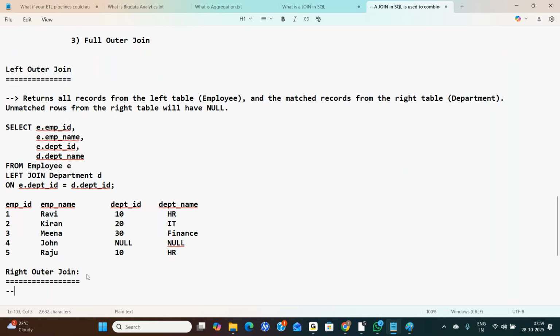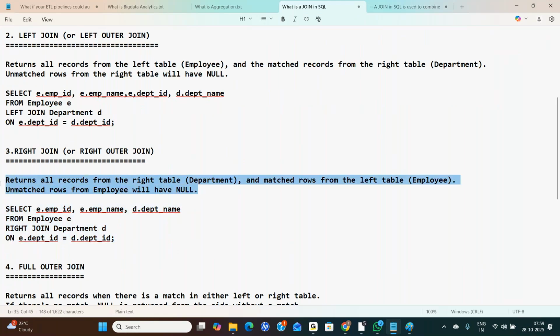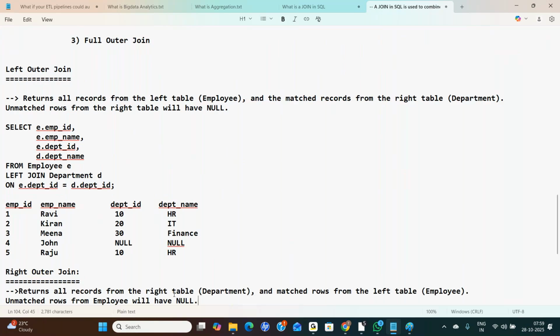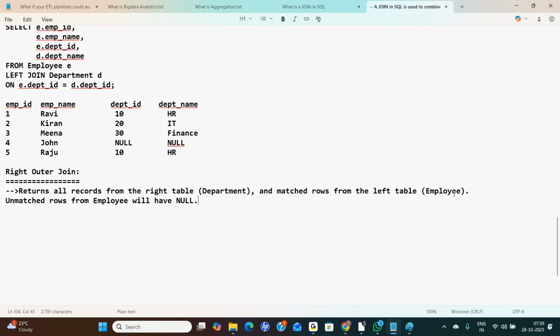If you look at the right outer join definition, once you understand the left join, right join is very simple. It returns all the records from the right table. Right table means your department, and matched records from the left table. Even unmatched records from the right table will also be returned. Unmatched rows from the employee table will have null values.